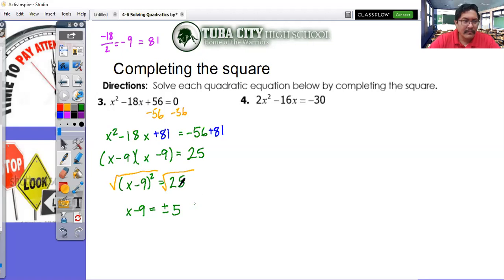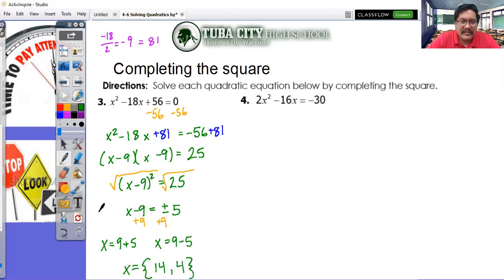Okay, now we've got to get rid of this 9. So to get rid of this 9, I'm going to have to add 9 to both sides. x equals 9 plus 5. x equals 9. And then we have to consider the minus. There you go. So 9 minus 5. So let's go ahead and solve this last step, and we should be done with this problem. So 9 plus 5 is 14. And let's see, 9 minus 5 would be 4.